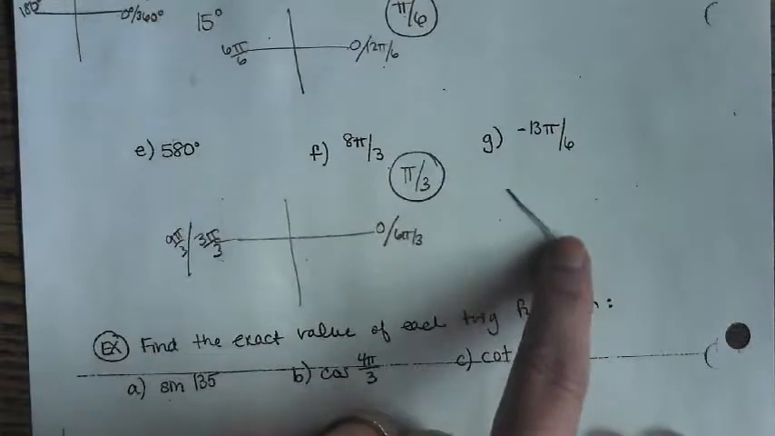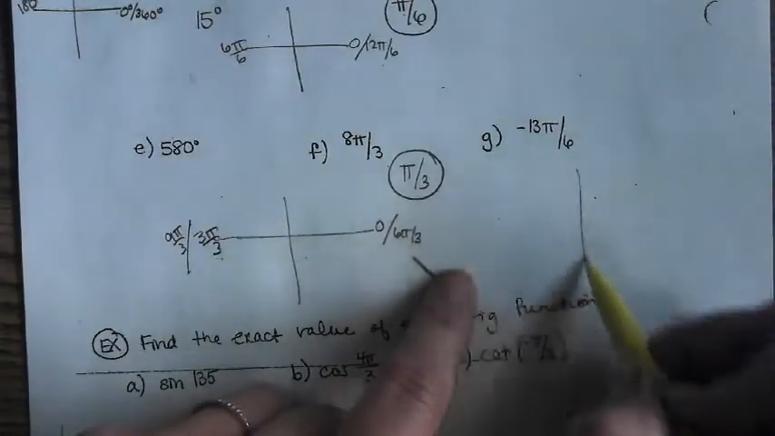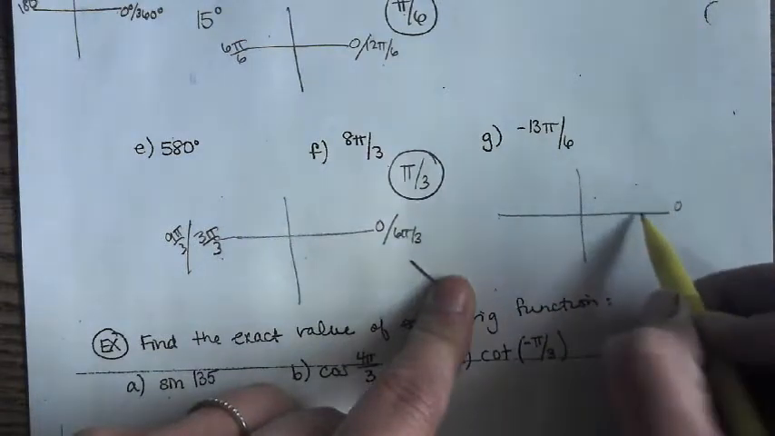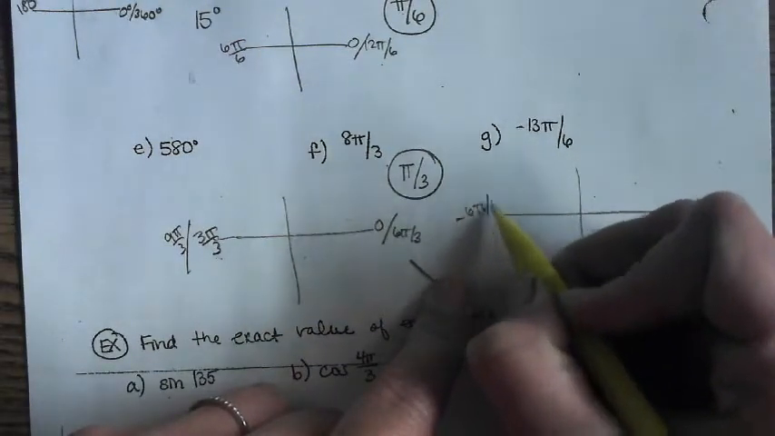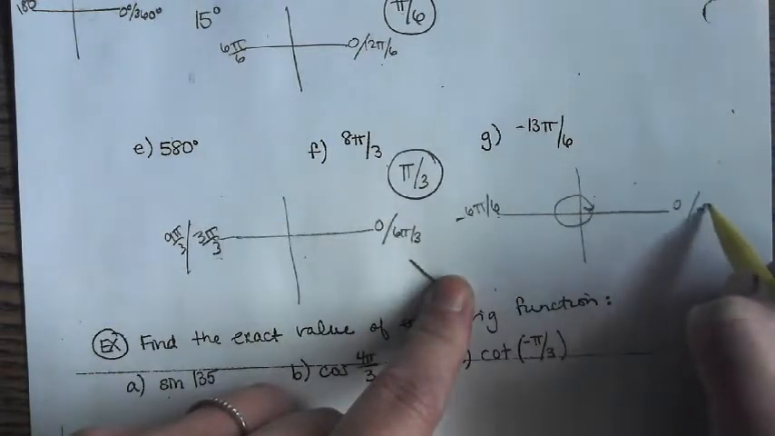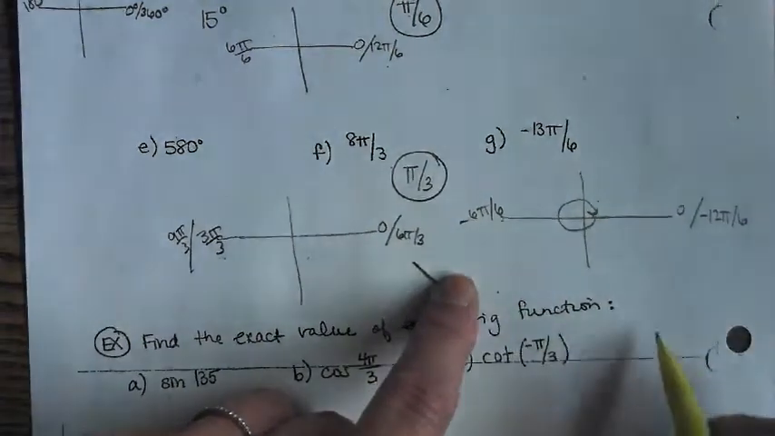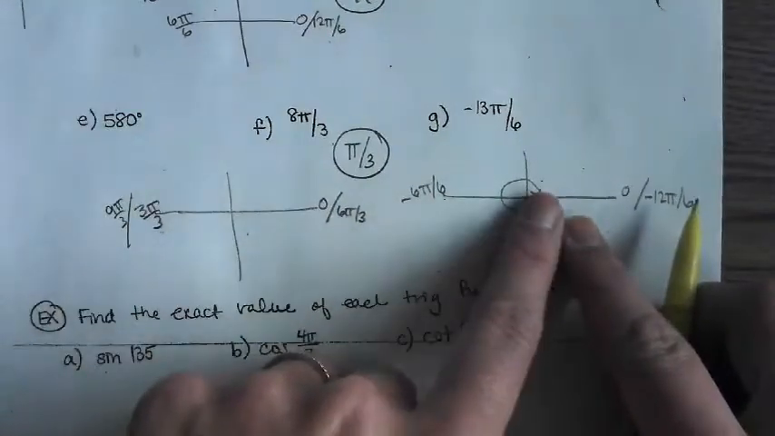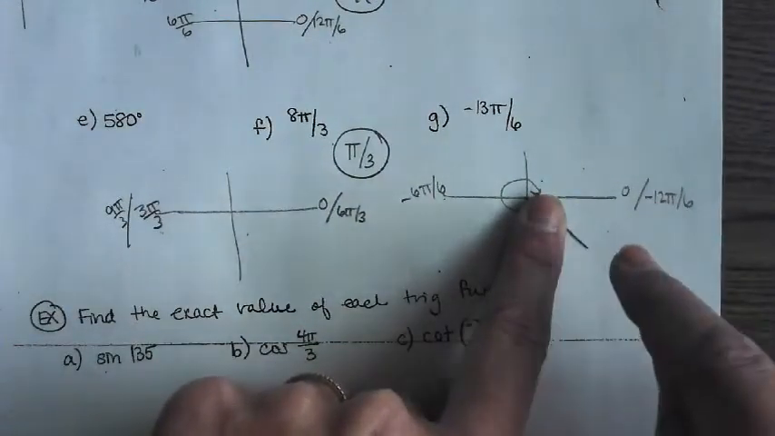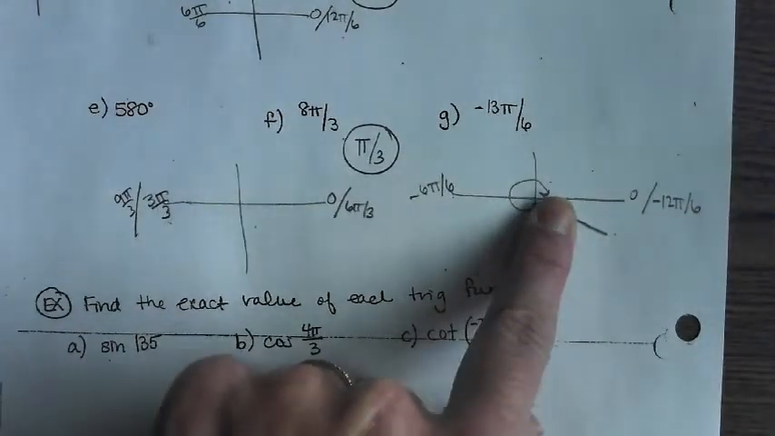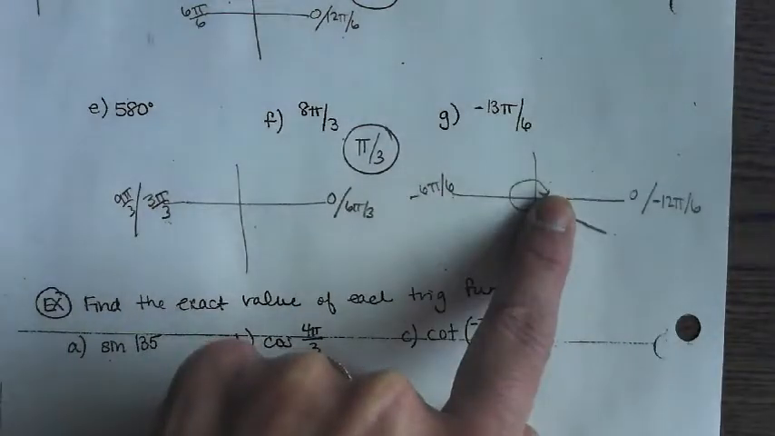And let's just do G while we're at it. So 6 pi over 6, and it's negative, so I would think 0. This is negative 6 pi over 6. Keep going around. This is negative 12 pi over 6. So negative 13 pi over 6 is one tick past. What's the difference between negative 13 pi over 6 and negative 12 pi over 6? Pi over 6.